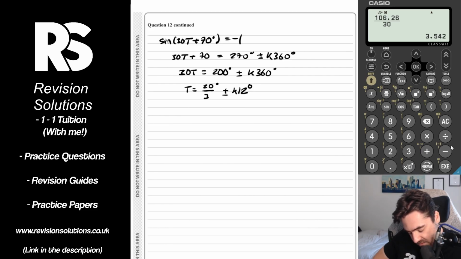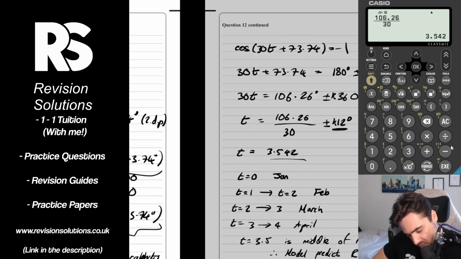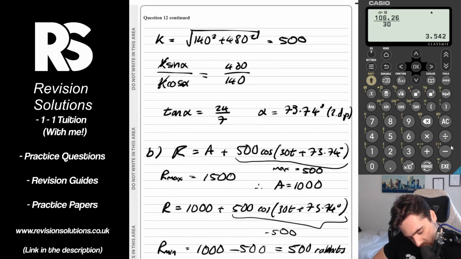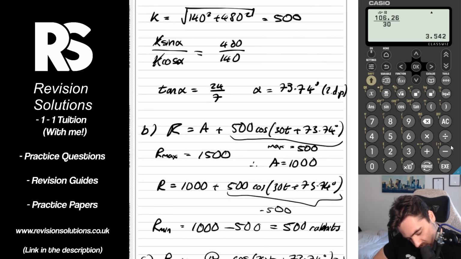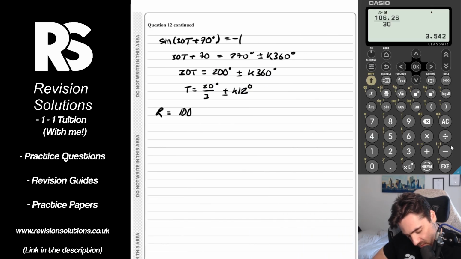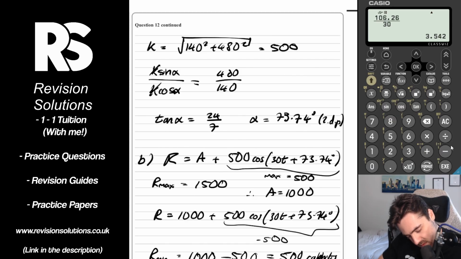So just taking that value of 20 over 3 and plugging it into R, so R equals, what was our model? What was A? 1,000. So R is 1,000 plus our 500. Let's just copy and paste this, sorry. Don't keep forgetting it.